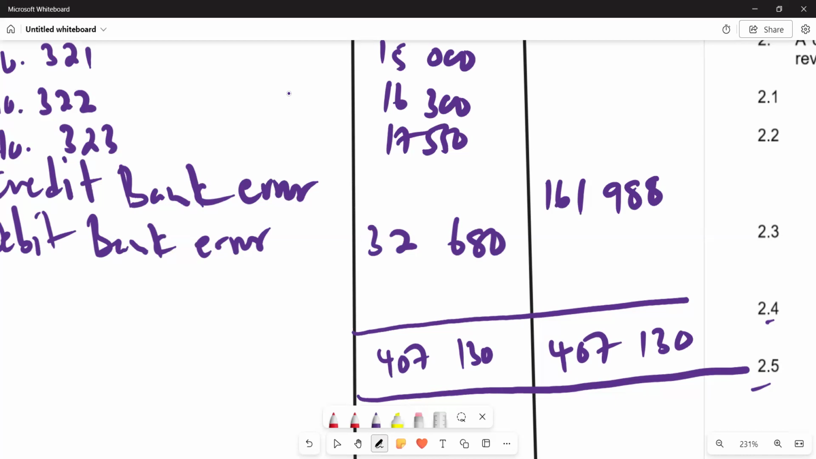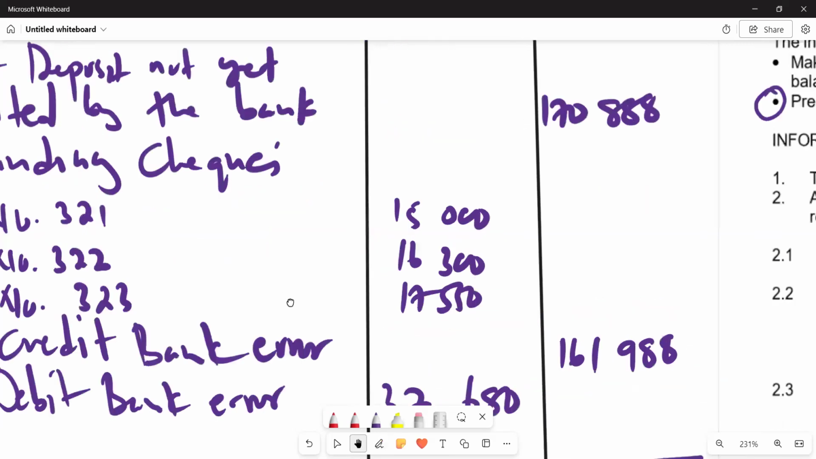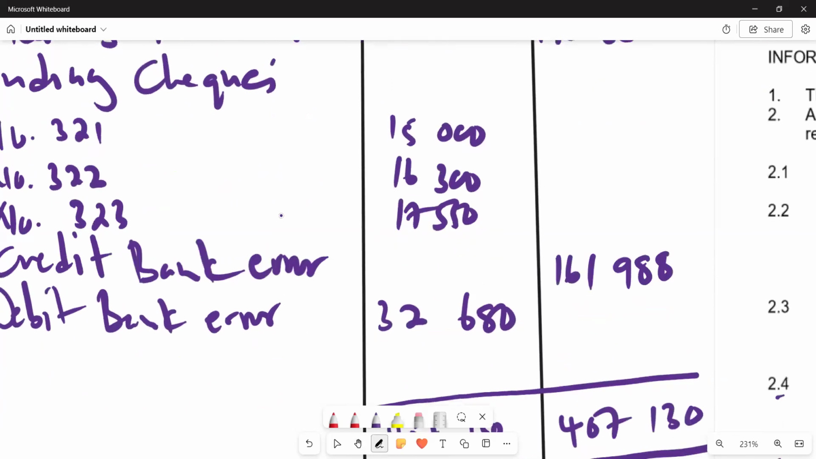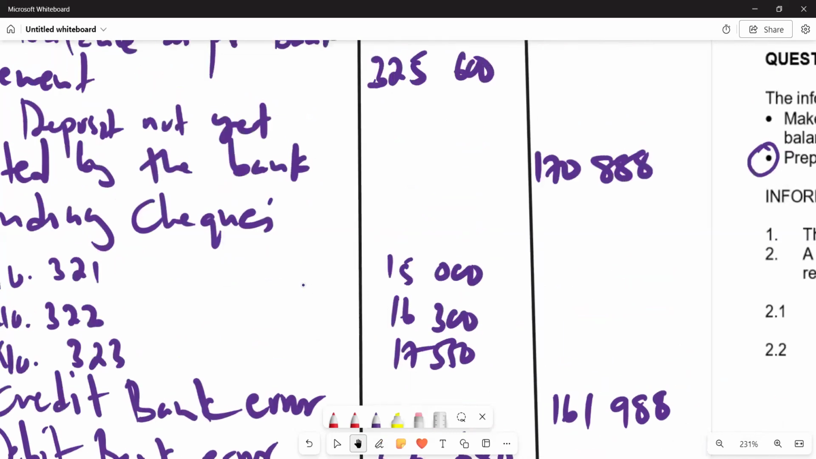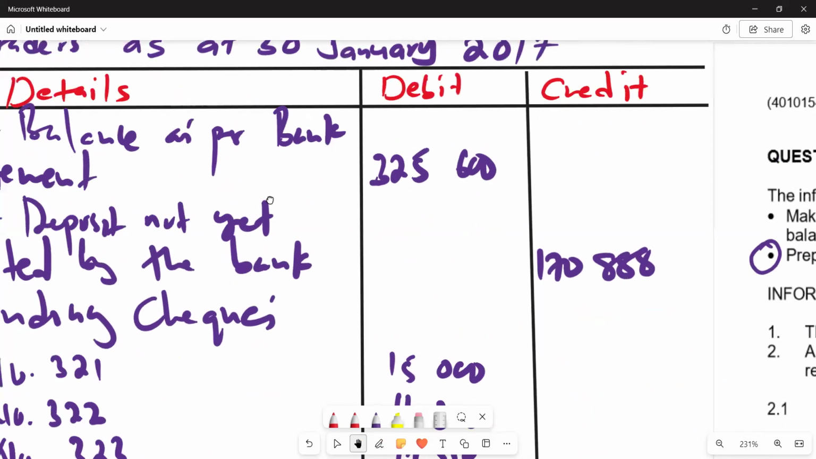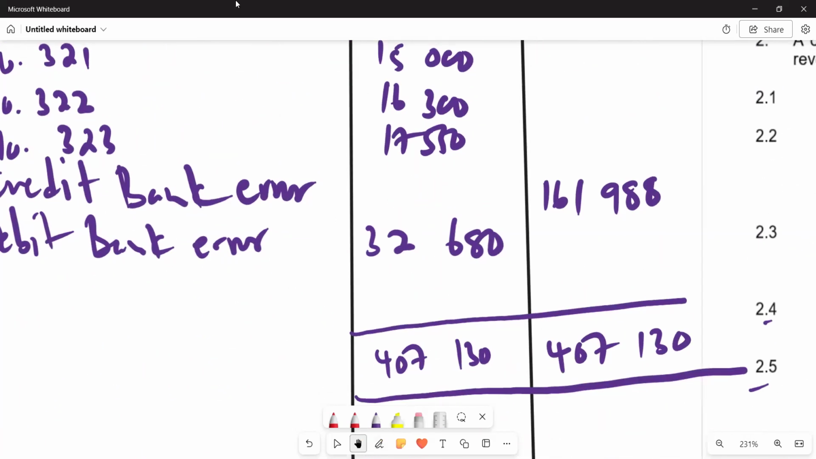So we're going to say the total of the debit, which is in between the double lines, minus all what we have on the credit side. In other words, we are saying 407,130 minus 161,988. Then you subtract again 170,888. You do that. The amount that you're supposed to get is your balancing figure. It's supposed to come here as 74,454.